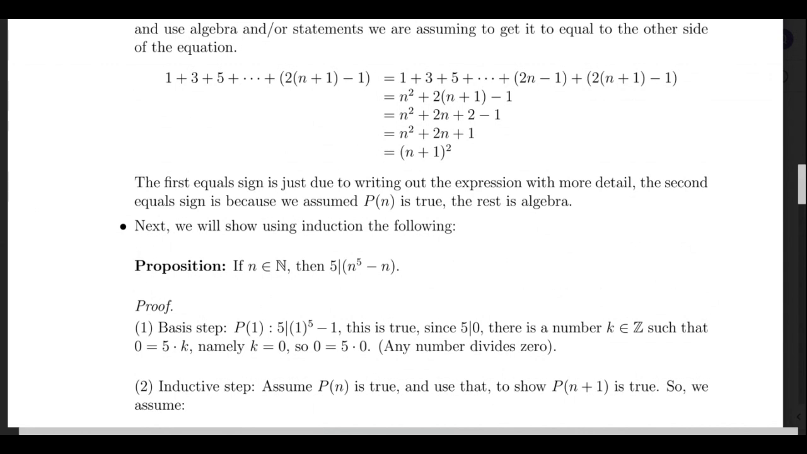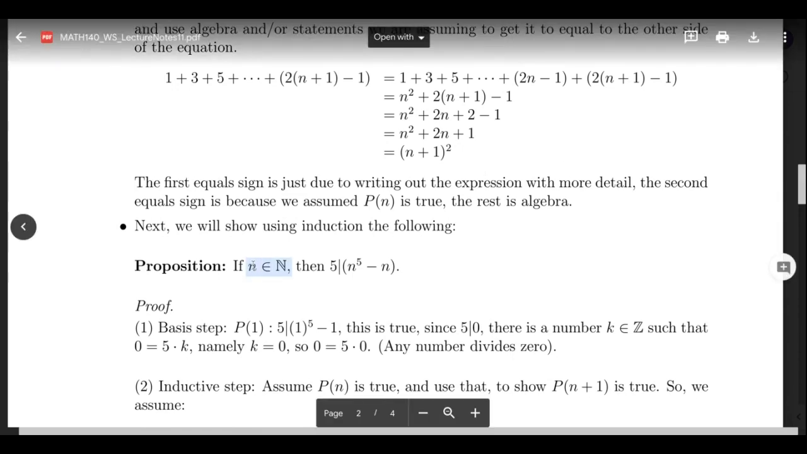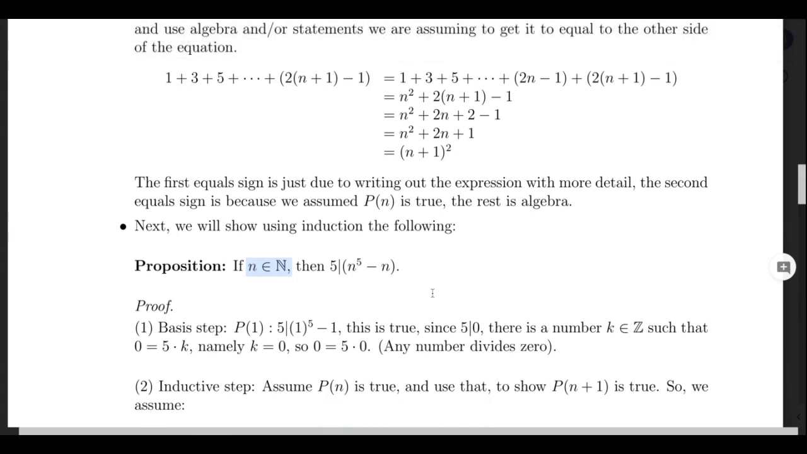But for the prime numbers, the base case is not 1, right? Because the very first prime number is 2. So the base case doesn't mean it's always 1. It could be something else. But here, for those 3 examples, we are working with natural numbers because we limit n as a natural number. So for a natural number, the first number is 1. That's why for the 3 cases we use P of 1. I'm just telling you P of 1 is not for all other proofs. It depends on the context.